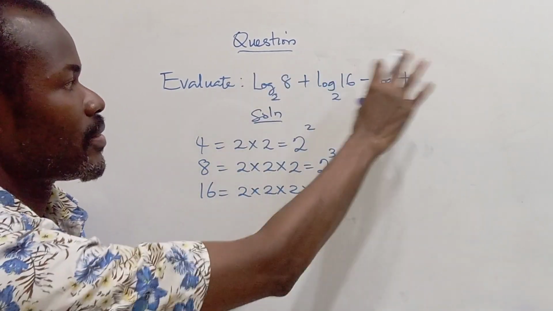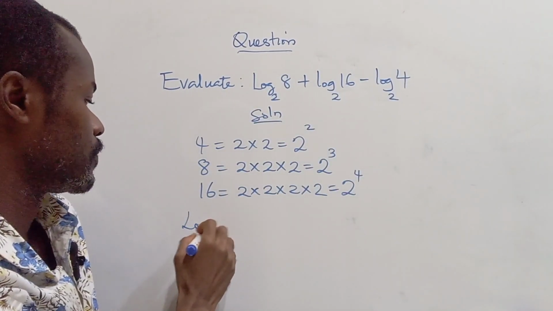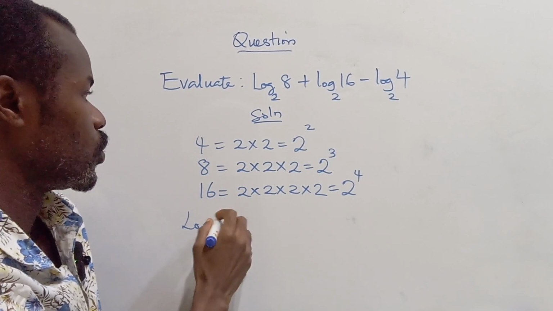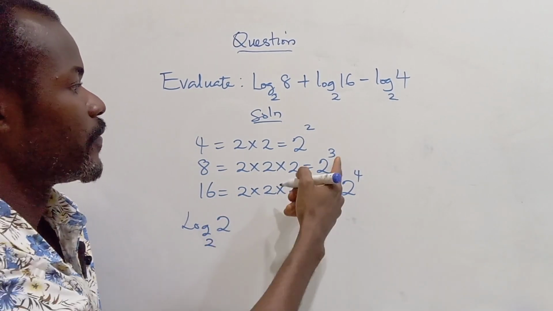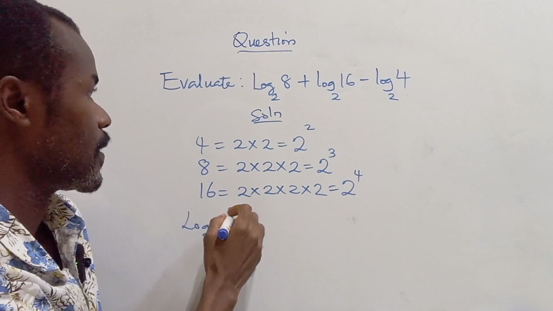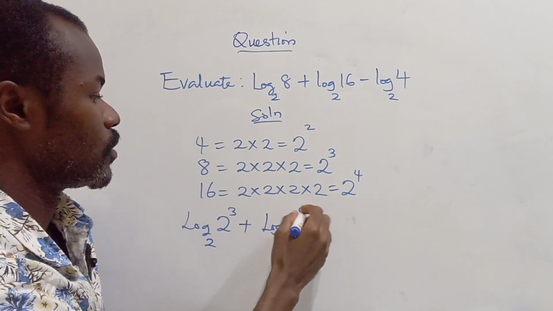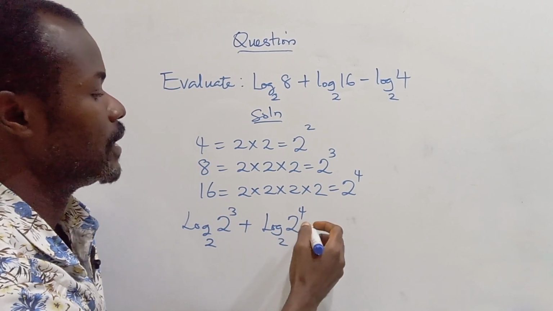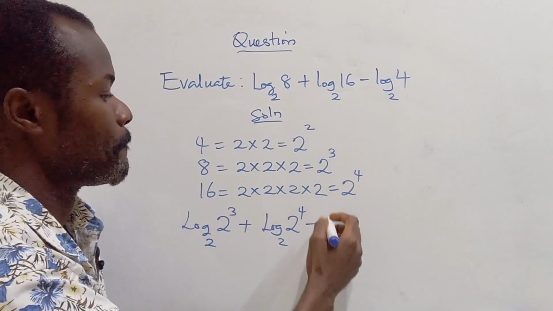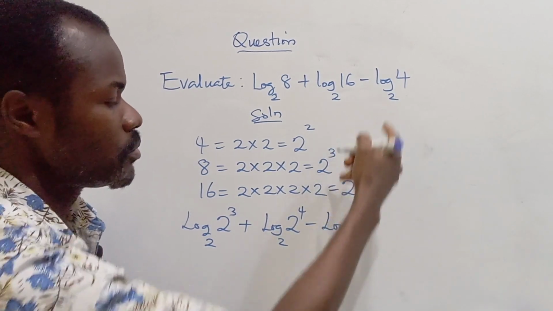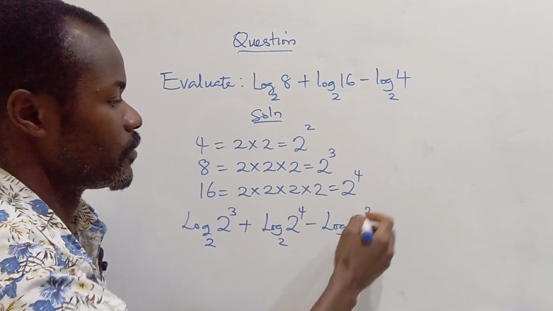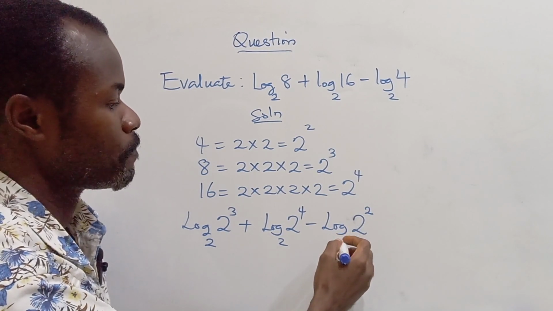Okay, so let's rewrite all this. So I have log 2 raised to the power of 3 for 8, plus log 2 raised to the power of 4 for 16, and we have minus log 2 raised to the power of 2, okay?